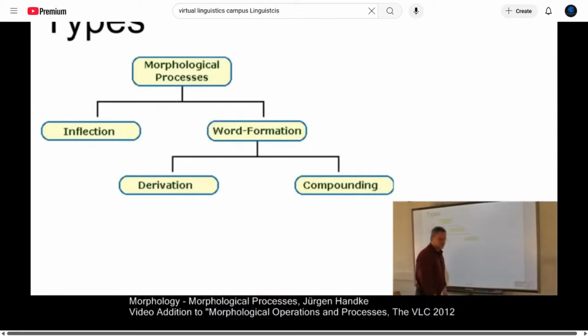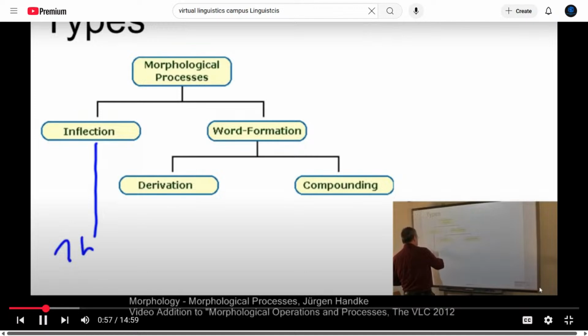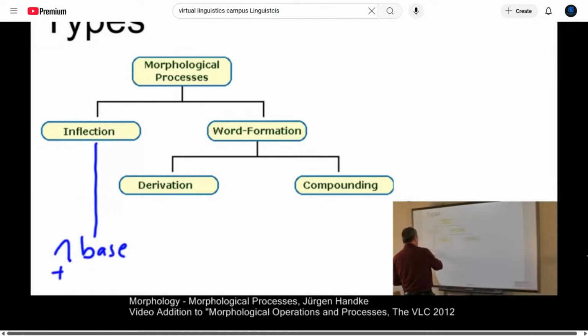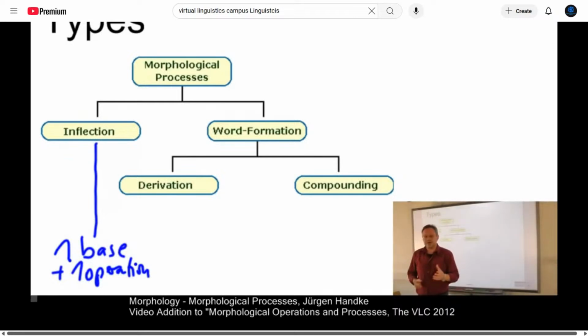Here are the main morphological processes. The central subdivision is between inflection and word formation. Now, in inflection, and this is the formal definition, we normally have one base form and one operation that can be applied to this base form. Word formation processes involve a base form that is modified either by a morphological operation, or you have a process where you simply concatenate one base form with several other base forms.